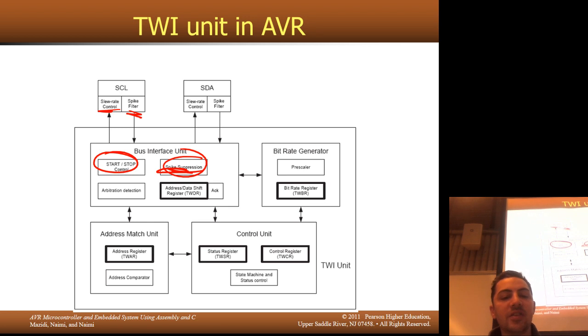Okay, here's the actual data register. When you put data into this, that's the data you want to send as a transmitter, not necessarily as a master or a slave, but as a transmitter. It's also where data will appear if you're the receiver. This address match unit is for when you're acting as a slave device; it is what address you will respond to. So you can set your own address that you want to listen to. And finally, we've got our standard status registers and control registers.